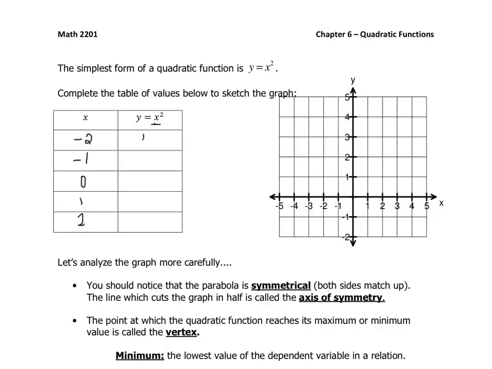So if I square negative 2, I get 4. If I square negative 1, I get 1. If I square 0, I get 0. If I square 1, I get 1. If I square 2, I get 4. 2 times 2 is 4. So when I plot those points, negative 2 with 4, negative 1 with 1, 0 with 0, 1 with 1, and 2 with 4, there's my rough sketch of a parabola. And I can't draw any better than that with this stylus, sorry.